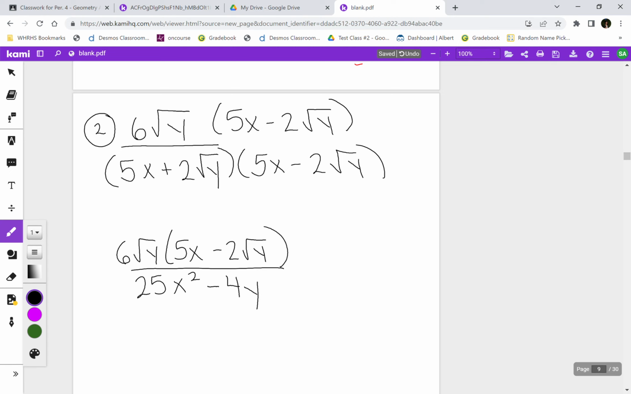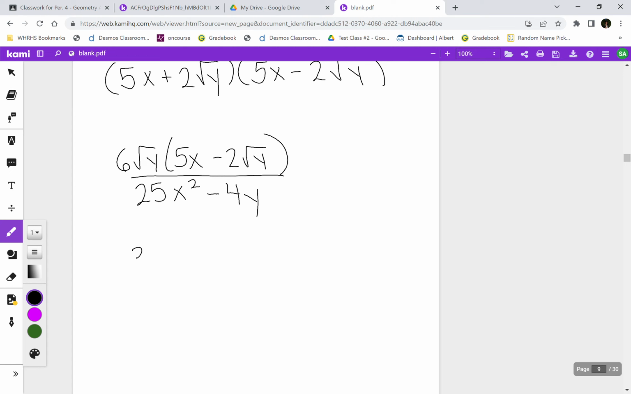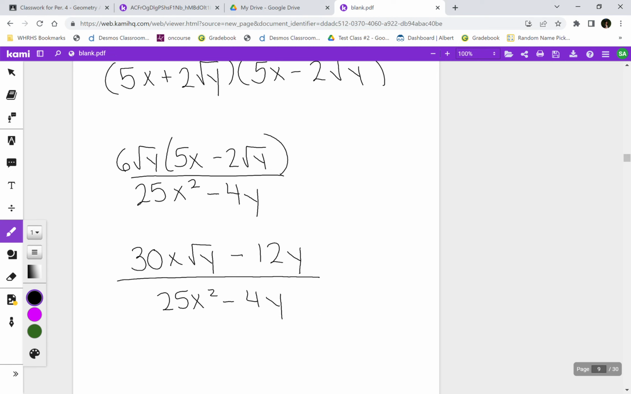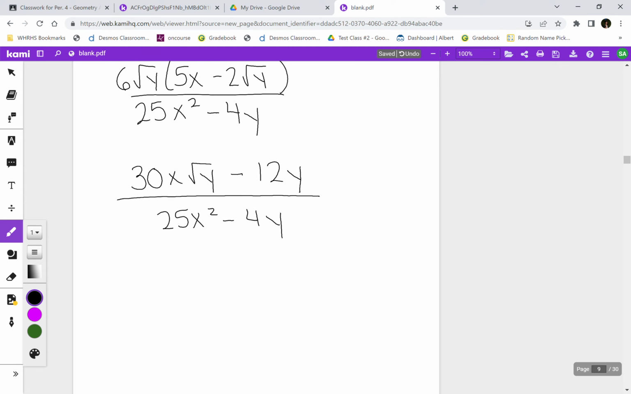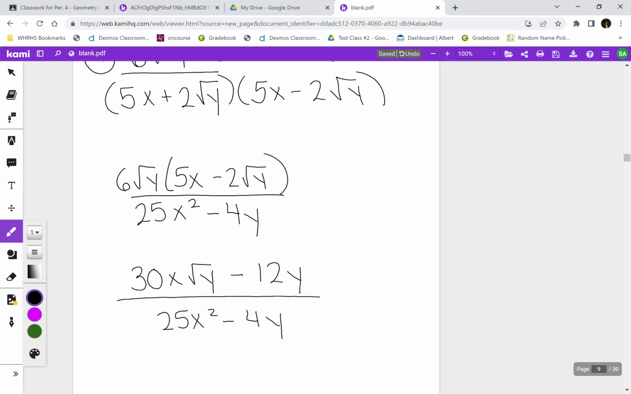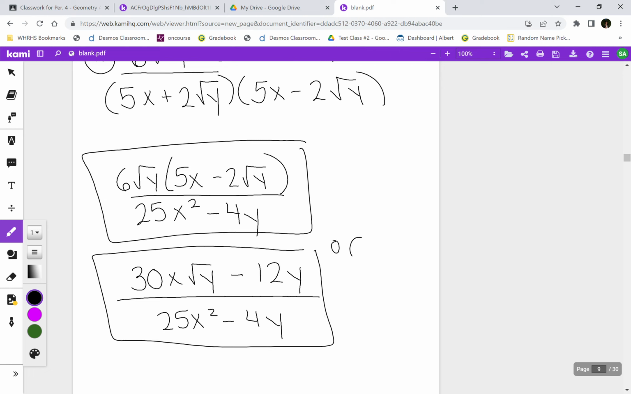Can we distribute in that 6 root y if you want to? Yes. Do you have to? No. Does anybody want to see me distribute it in? Yeah? Okay. So this would be 30x root y minus 12y all over 25x squared minus 4y. You could have left it like this, or you could have distributed in and gotten this. Either answer is acceptable.